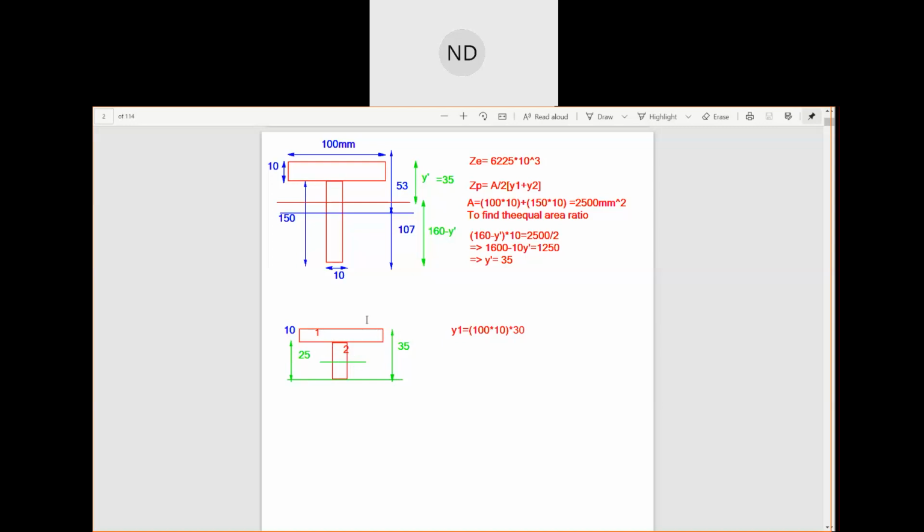That is, this total is one member. This total below it is two. Below the equality axis, this red color, we have one. Here also it is one. Okay, divided into two equal areas. So for this top portion, we have how many members? One and two. So y1 will be how much? For this member, where is the CG of this member?